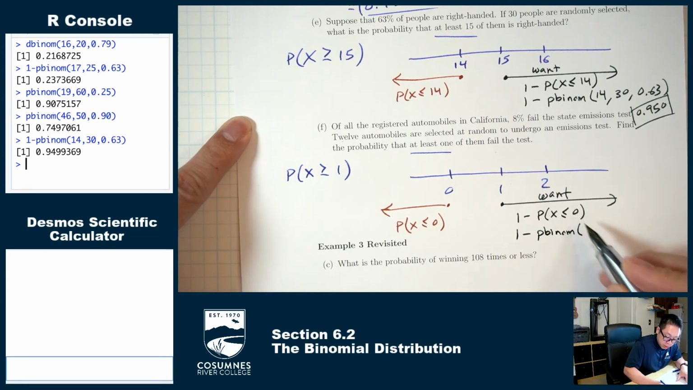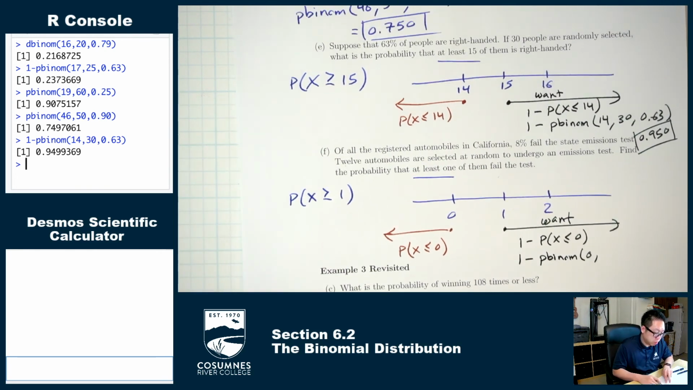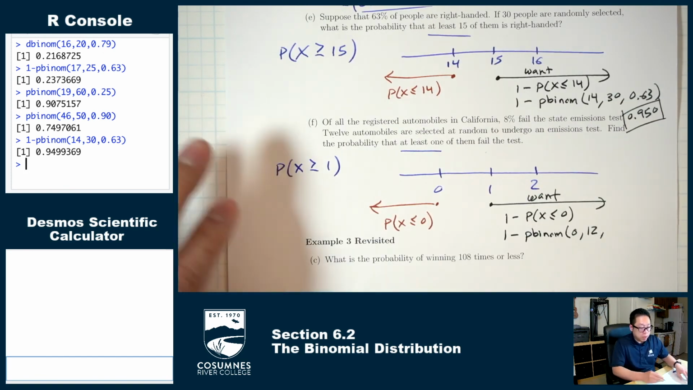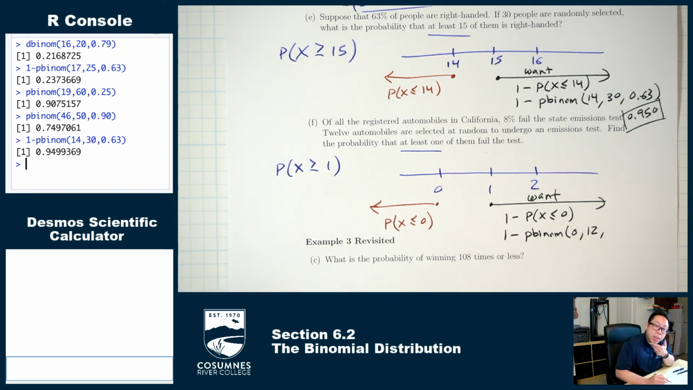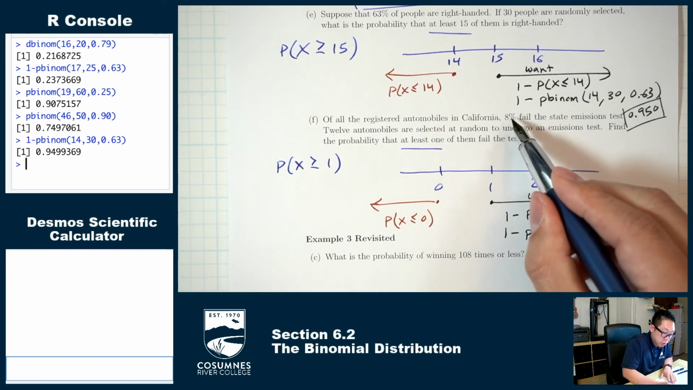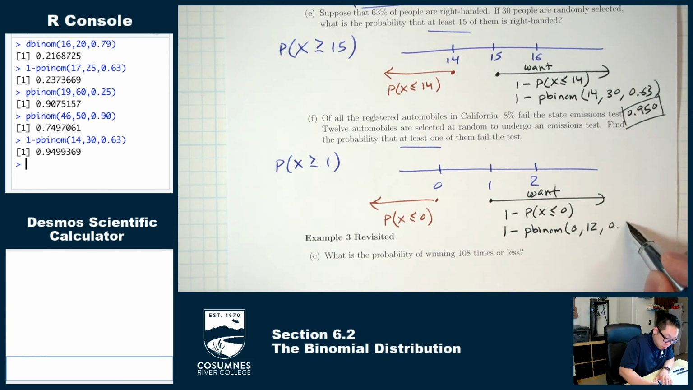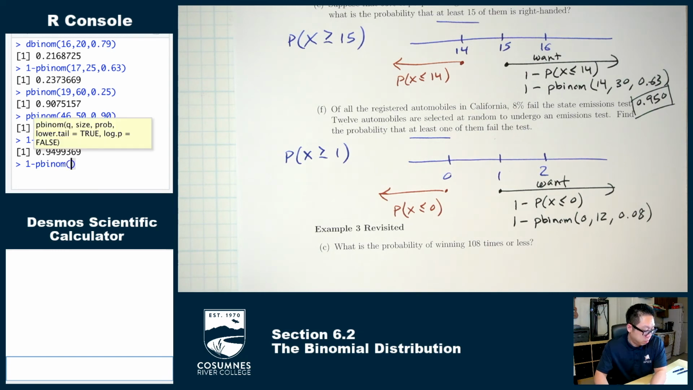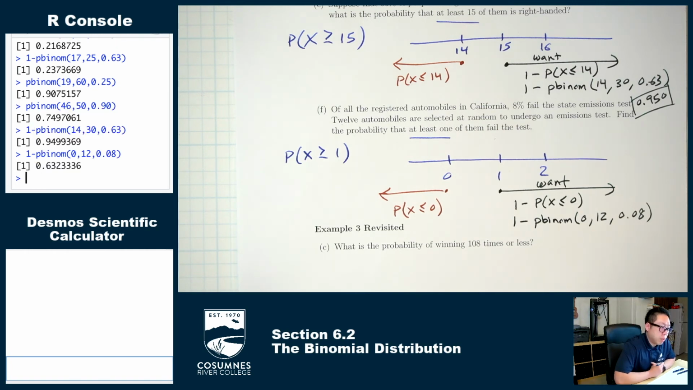Probability of success, it's that 0. Number of trials, so total number of cars here, we're talking about 12 total. And then probability of success is 8%. So be careful, 8% as a decimal is not 0.8. Right, so you move decimal 2 to the left, so 2 to the left will be 0.08. And that's what you'll type in. 1 minus p-binom, 0, 12, 0.08. And 0.632.